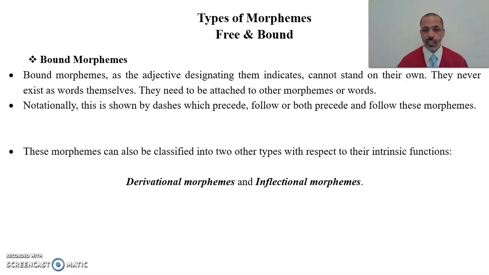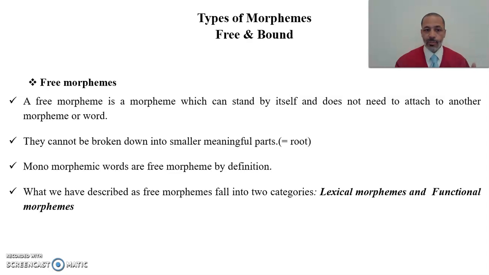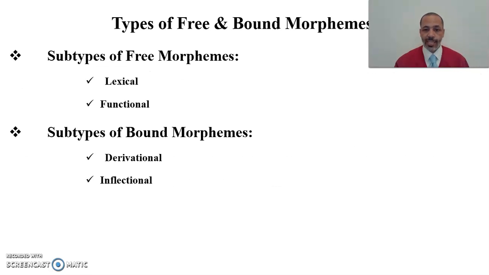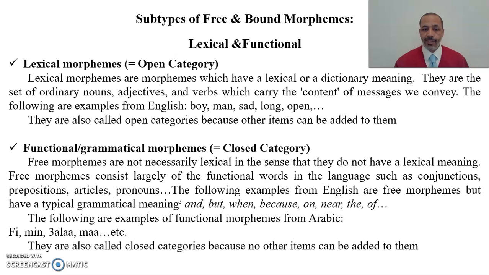As we have seen in the previous slide, free morphemes can be classified into lexical and functional morphemes. Bound morphemes can also be classified into derivational and inflectional morphemes. We're going to see the meaning of each of these classifications. So as you can see, the subtypes of free morphemes are lexical and functional, and the subtypes of bound morphemes are derivational and inflectional. Now let's see the definition of lexical and functional morphemes.